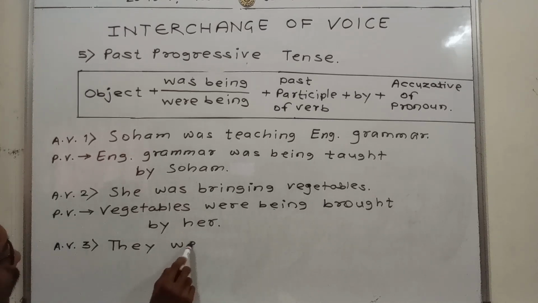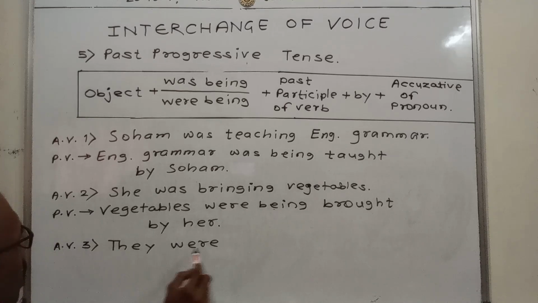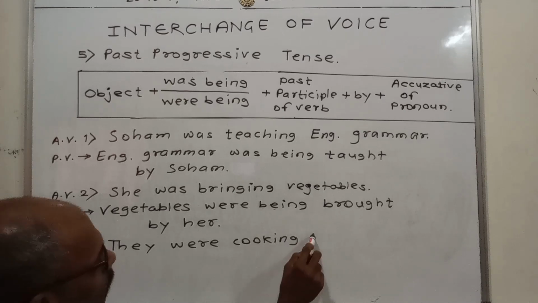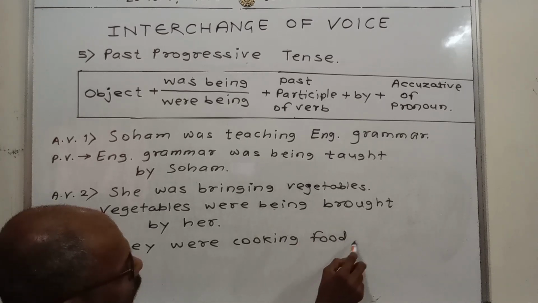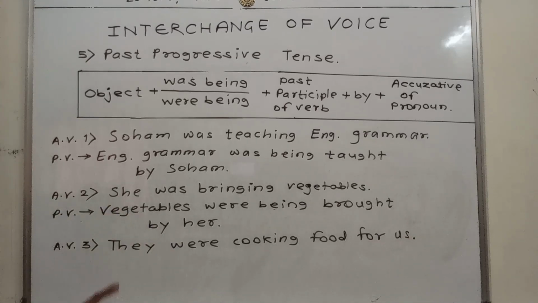They were cooking food for us. They were cooking food for us. Then passive voice. See here. They, subject, were auxiliary verb, cooking main verb, food.